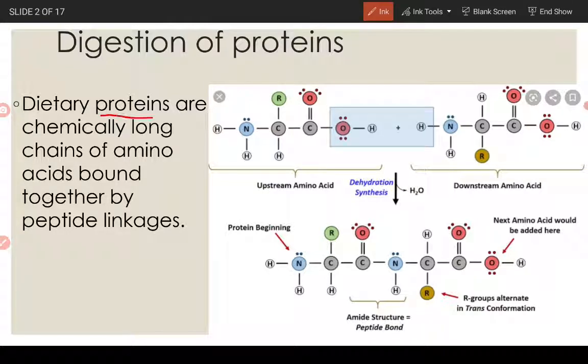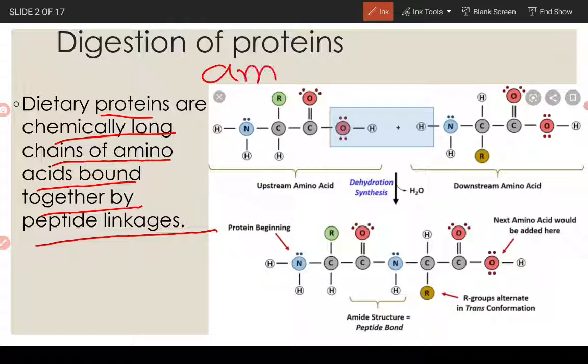Dietary proteins are chemically long chains of amino acids bound together by peptide linkages. Polypeptides, or proteins, are peptides containing many amino acids, typically anything between 10 to 100 amino acids. Proteins are actually many amino acids linked together by peptide linkages.